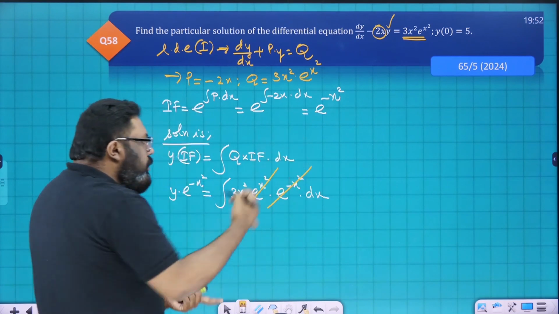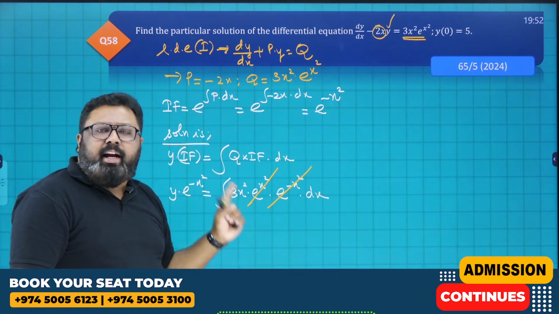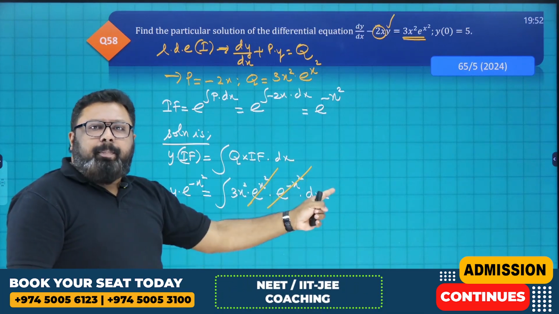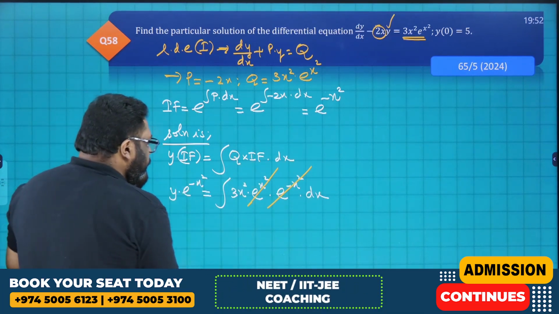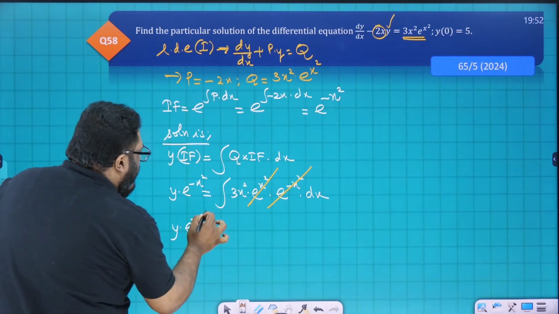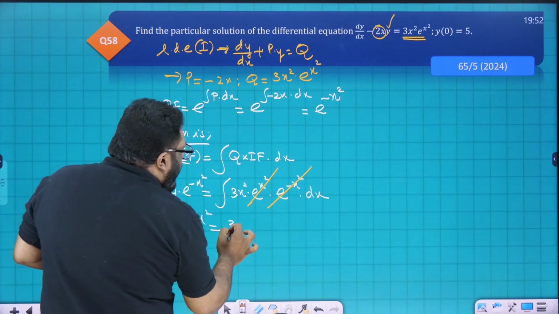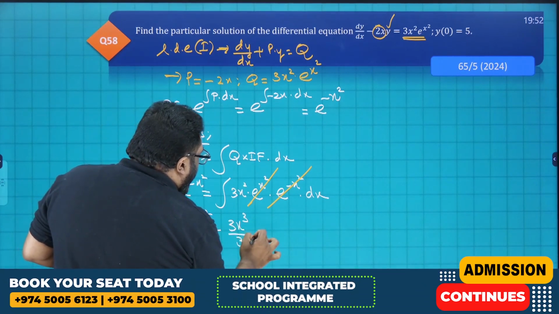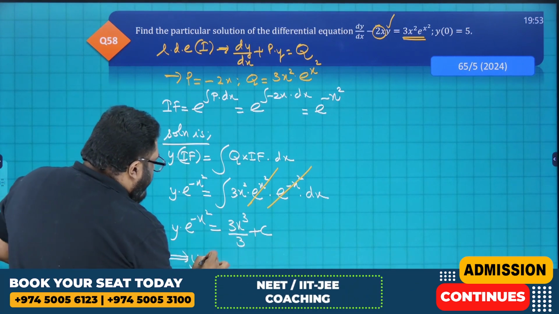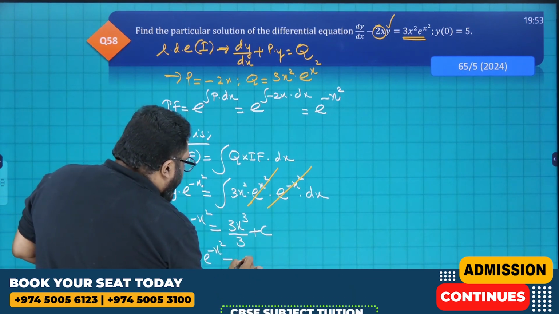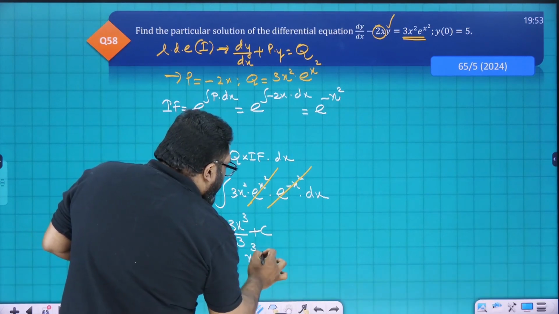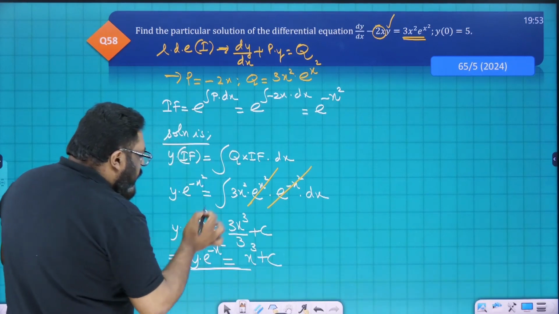Now you can cancel these two. They are reciprocals of each other, my dears. E raised to x squared, e raised to negative x squared. Reciprocals, cancel them off. Y into e raised to negative x squared equals 3x cubed by 3 plus c. Solution done. My general solution is y into e raised to negative x squared is equal to x cubed plus c. Okay, this is my general solution.